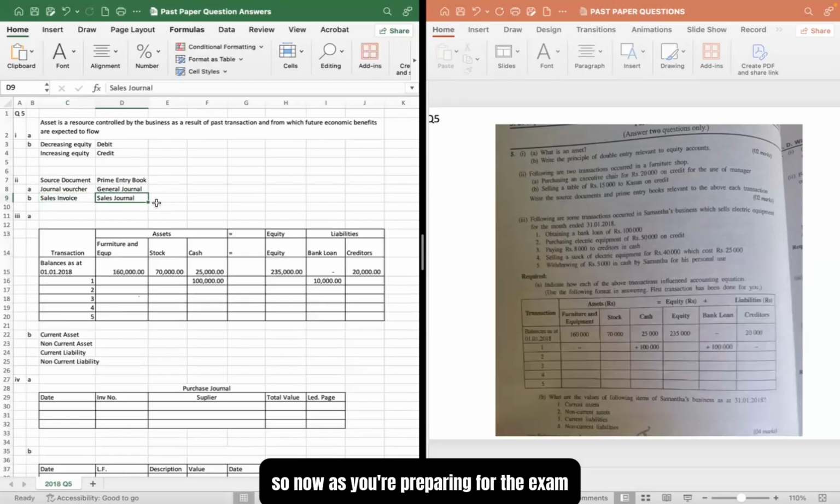Now, as you are preparing for the exam, what you can do is prepare a little short note where you can mention all the prime entry books and the source documents, and keep it in a place where it is visible. So that's it, and then we are going to the next part, point number 3.